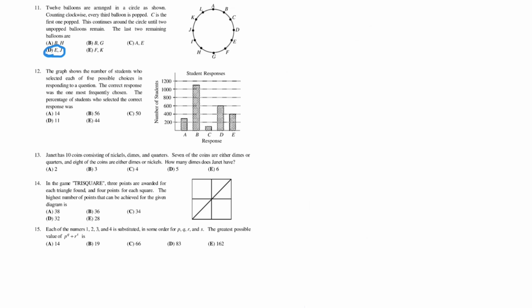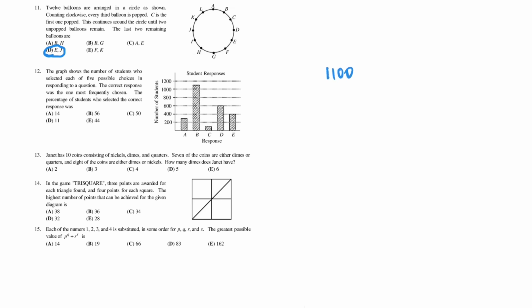Number 12. The graph shows the number of students who selected each of 5 possible choices in responding to a question. The correct response was the most frequently chosen. The percentage of students who selected the correct response was? So the most frequently chosen is the correct one. That means B, which is roughly 1100.